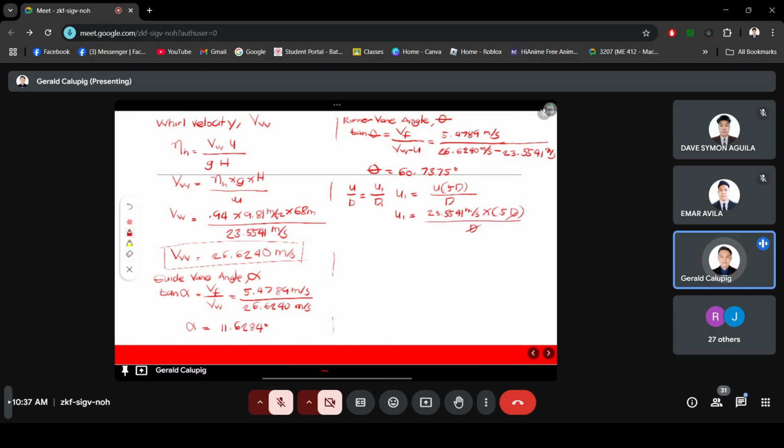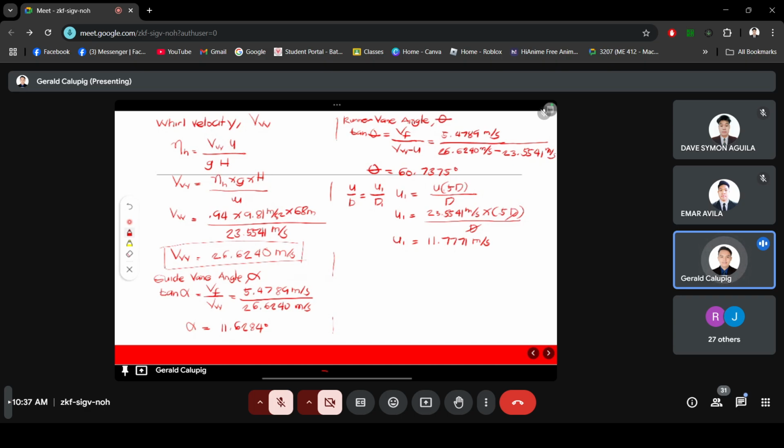Our U1 will be what? 23.5541 divided by 2. We can have 11.7771 meters per second. Since we already have the U1 and the VF1, we can have the angle phi.